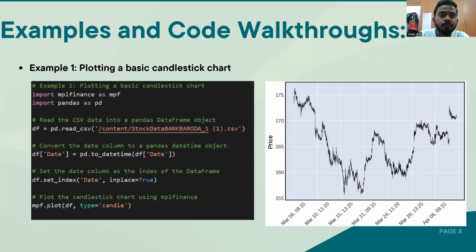This is example one, plotting a basic candlestick chart. In example one, import mplfinance as mpf and import pandas as pd. Then read the CSV data into the pandas DataFrame. Then convert the date column to a pandas datetime object using df['Date'] equal to pd.to_datetime of df['Date']. Then set the date column as the index of the DataFrame, where the argument is either true or false.